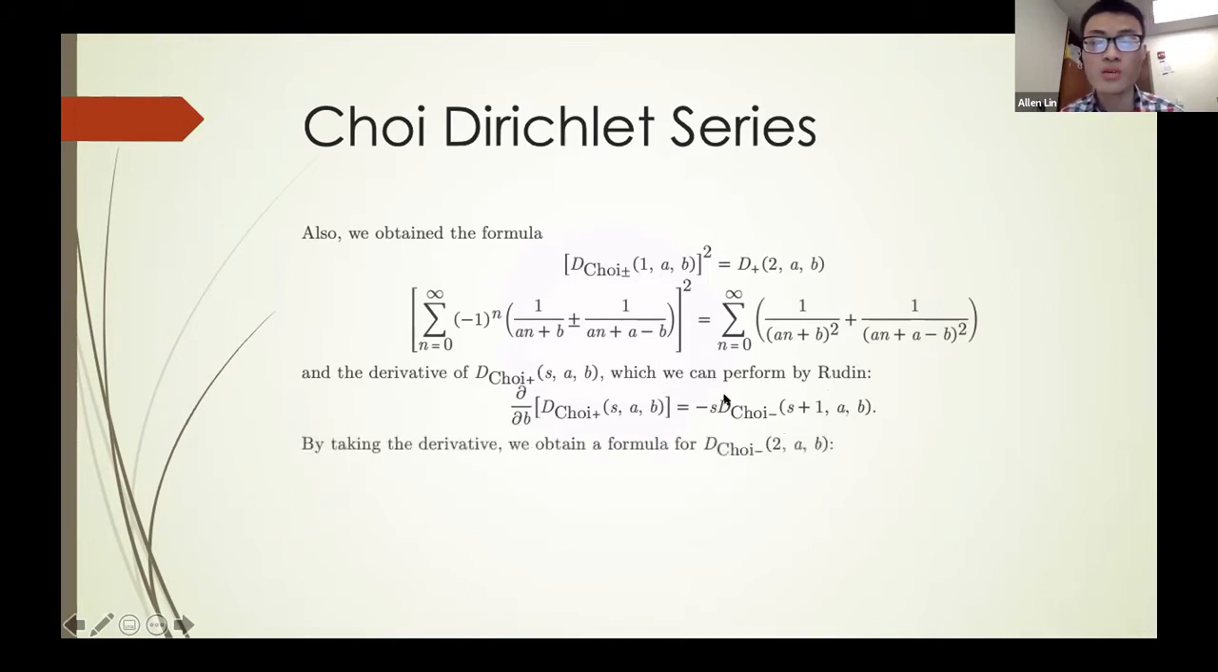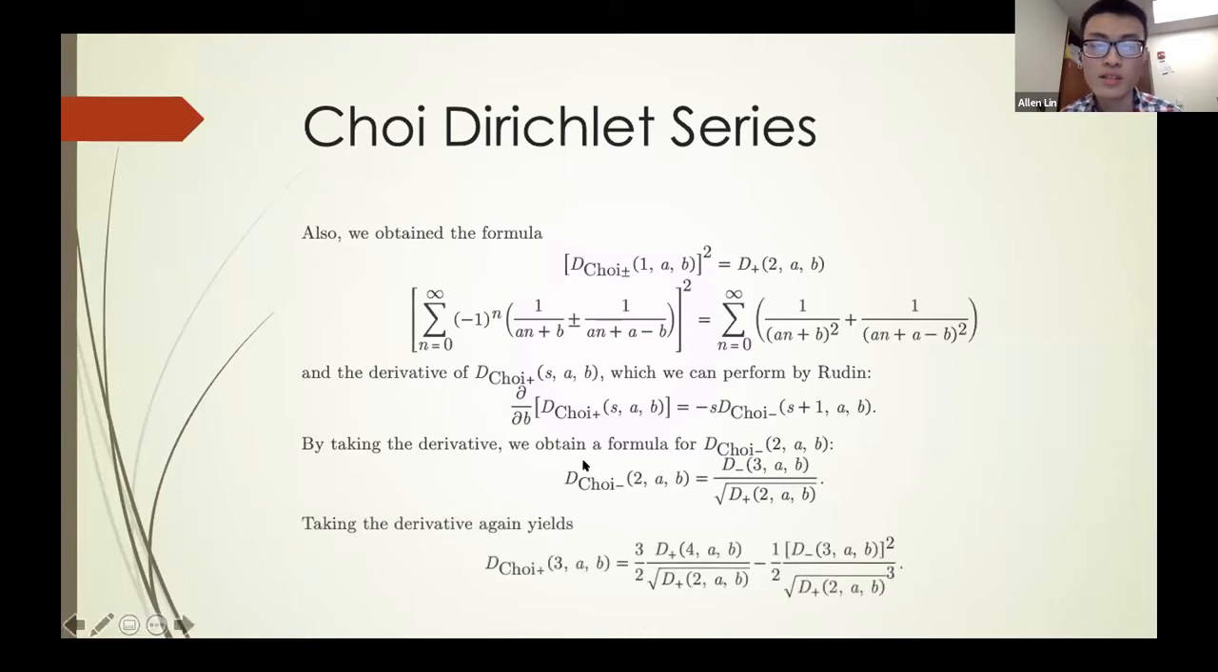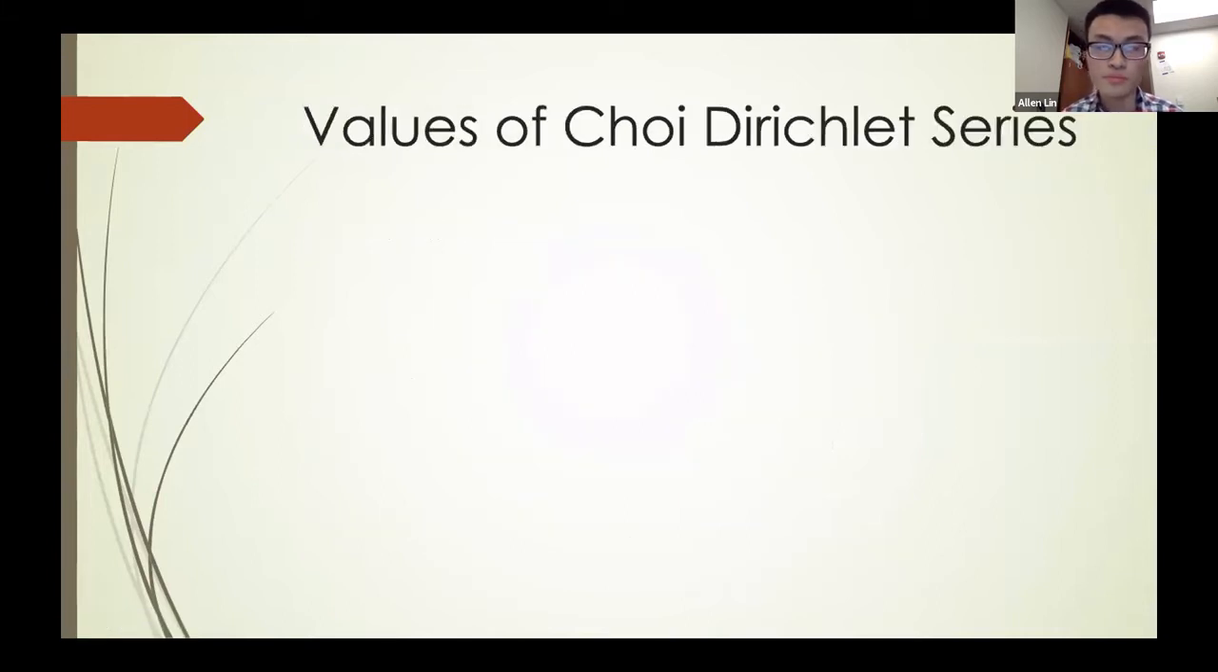Using this property, we can find a formula for d Choi minus of 2, a, b. Just take the derivative with respect to b of this, and we have the following formula. We can also get d Choi plus of 3, a, b by differentiating this formula again with respect to b. And if you keep differentiating with respect to b, you get a new formula. So here are all the formulas we found.